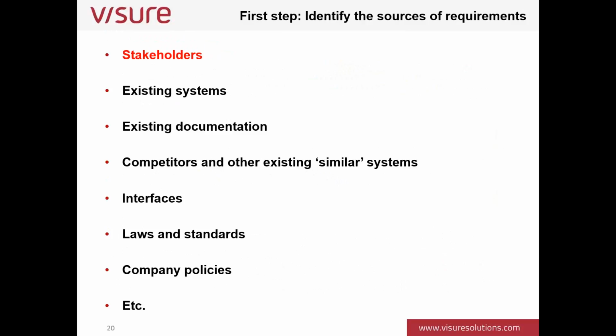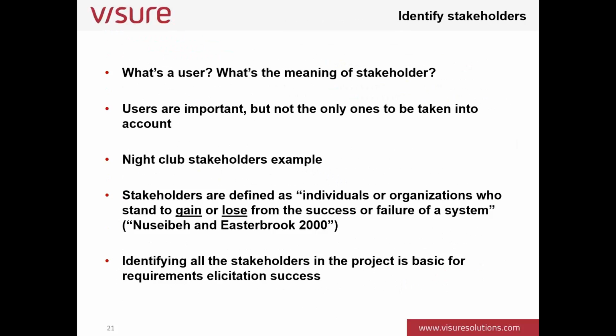Probably the most important or the most common one are the stakeholders. So what's a stakeholder? What's the meaning of a stakeholder? What's a user? Why am I not using the word user? Well, the users are probably one of the main stakeholders. That's completely true, but they are not the only ones. Let's say that the user is a subset in the set of stakeholders. Users are important, but not the only ones to be taken into account. We are thinking about users, the people that are going to use the system, but they are not the only ones that are going to give me requirements about my system.